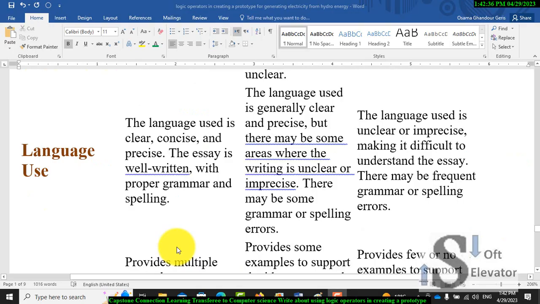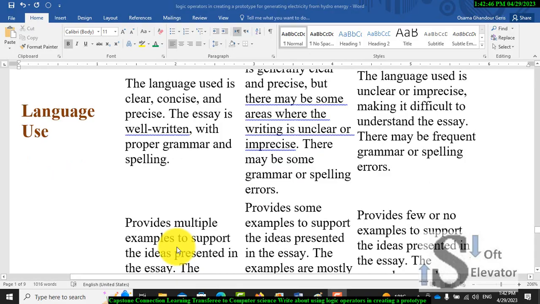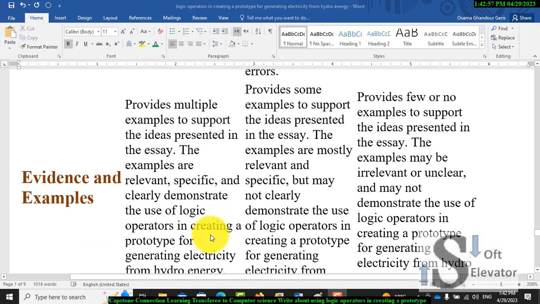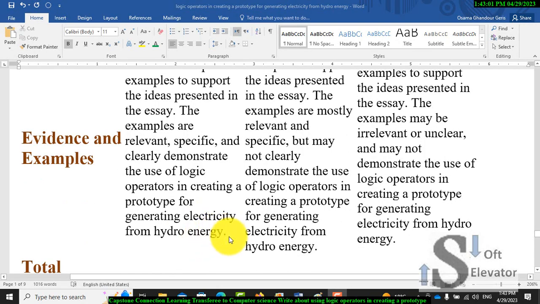And then we have the language usage. The language used is clear, concise, and precise. The essay is well written with proper grammar and spelling. It provides multiple examples to support the ideas presented in the essay. The examples are relevant, specific, and clearly demonstrate the usage of logic operators in creating a prototype for generating energy.